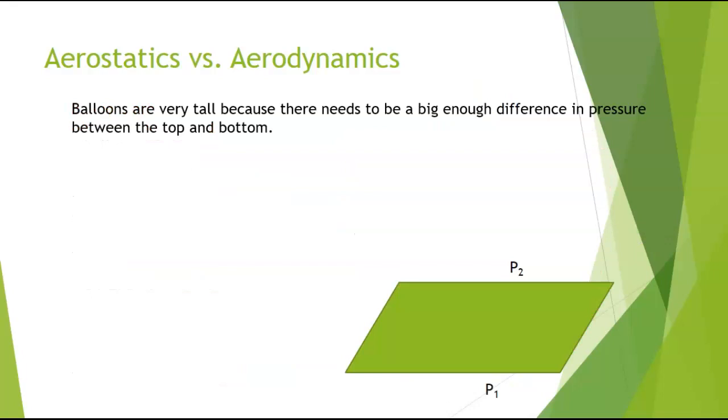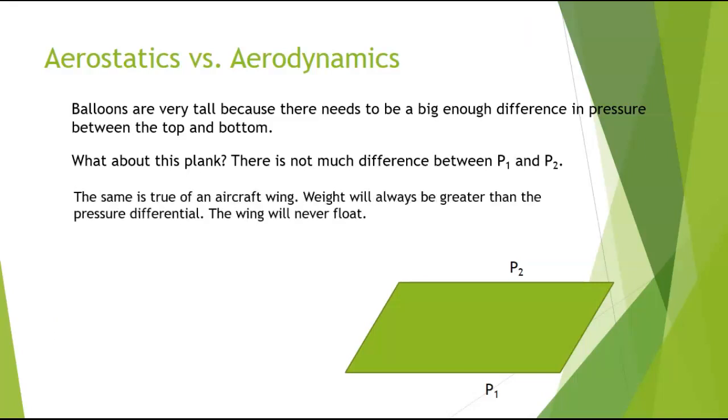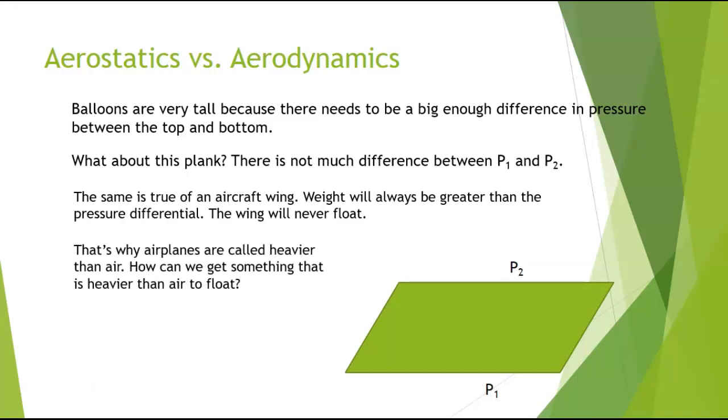So balloons are usually very tall because there needs to be a big enough difference between the pressure at the bottom of the balloon and the pressure at the top of the balloon. But how about this plank pictured in this slide? There's not much difference between P1 and P2. And the same is true of an aircraft wing. The weight will always be greater than the pressure differential, so the wing will never float. And that's why airplanes are called heavier than air.